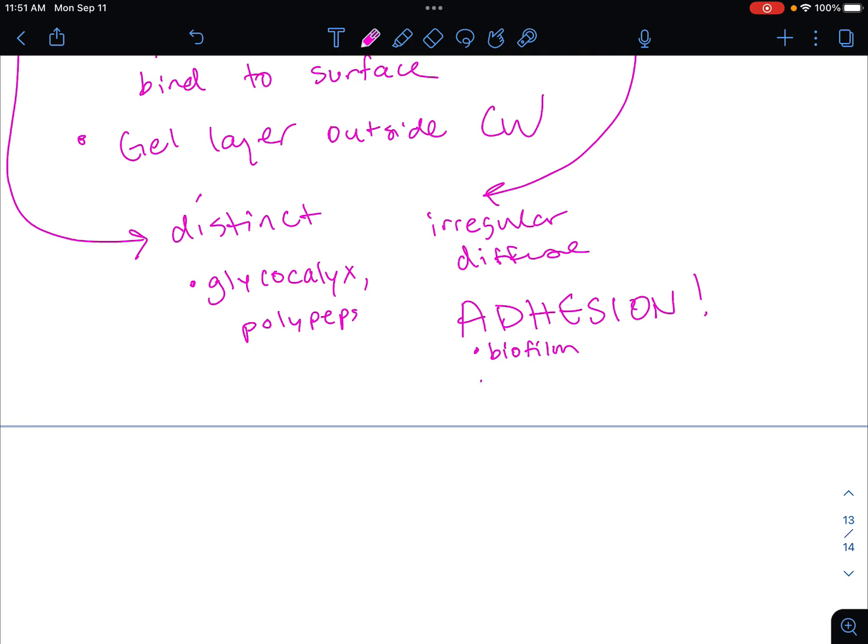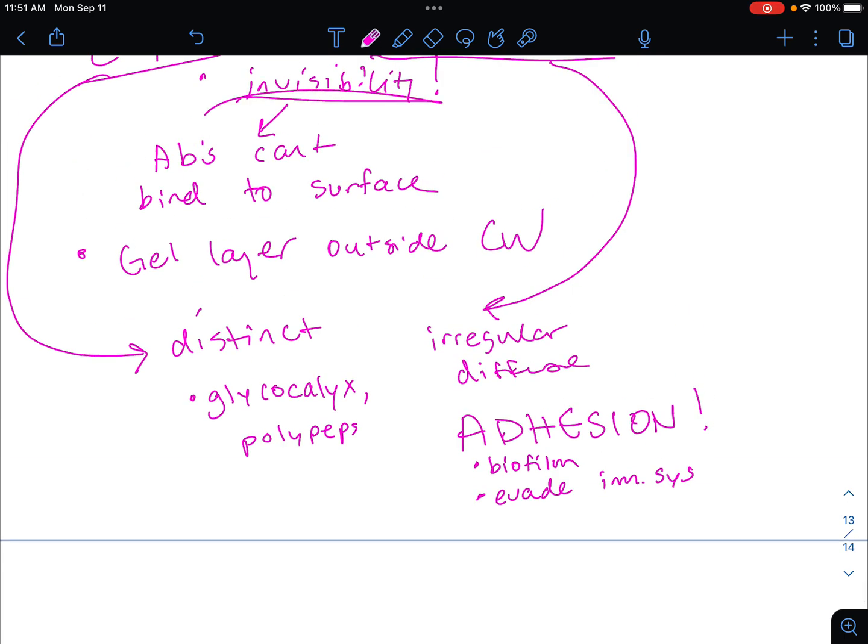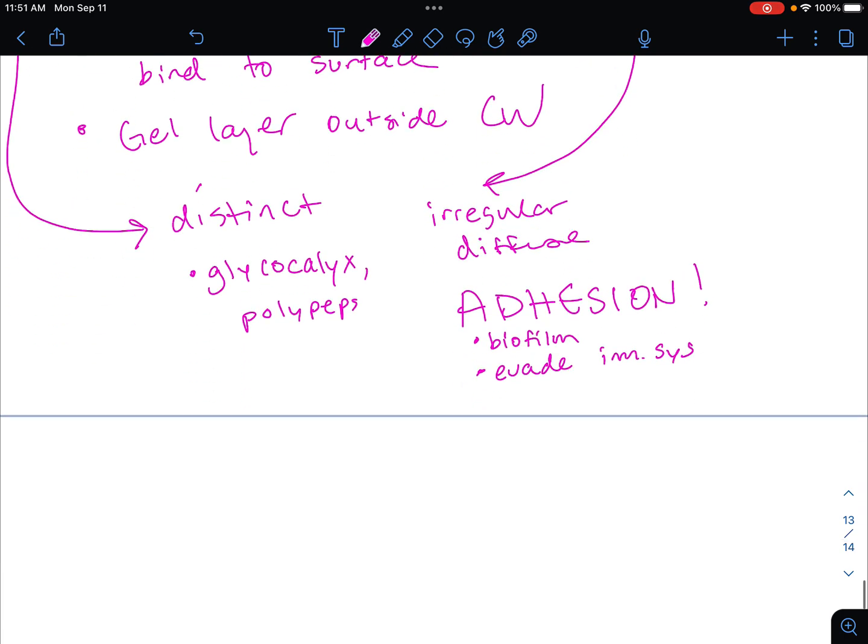And this allows them to evade, again, the immune system. Gives them that invisibility that we were talking about earlier. Plaque is actually a version of biofilm. So a biofilm, again, is a community of multiple species of bacteria.